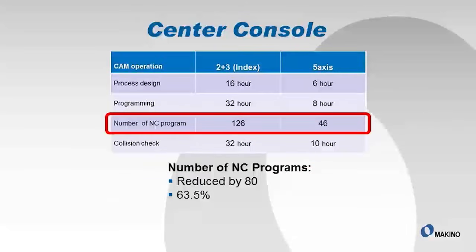Another thing that, again, Greg alluded to and we showed in the previous slides here, if you look at the number of NC programs, the 2+3 approach would have had 126 programs, versus the 5X approach has 46. So we've reduced the overall number of programs by 80 programs, which is a 63.5% reduction in the numbers of NC programs.